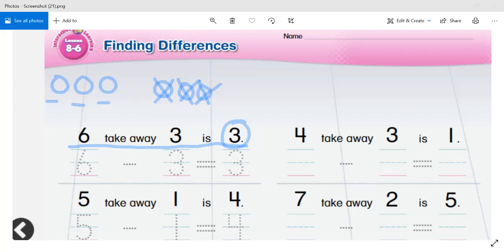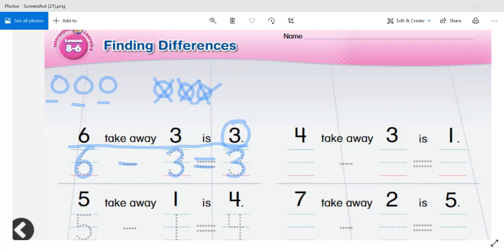So let's trace down here. 6 minus 3 equals 3. So what's the difference when we subtract 3 hats from 6 hats? 3.